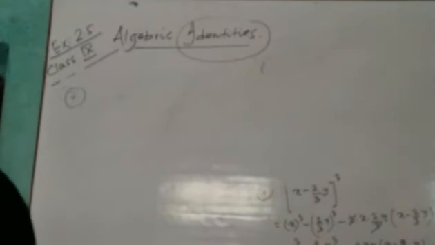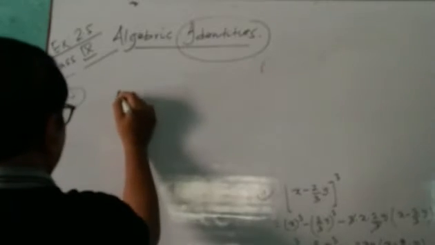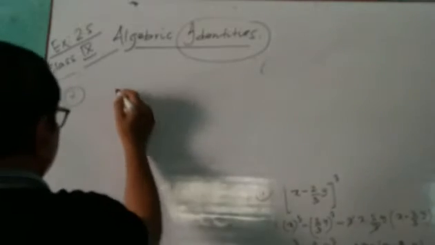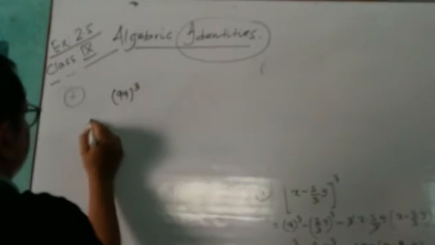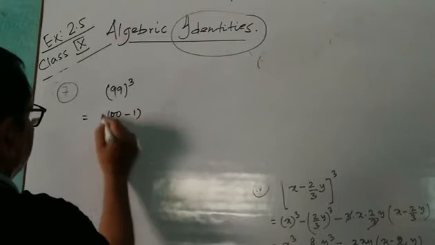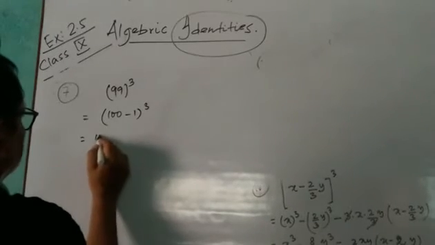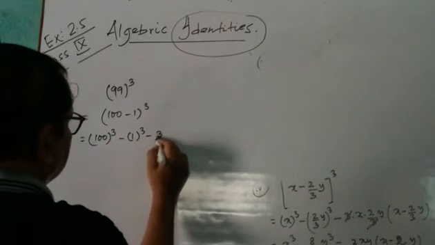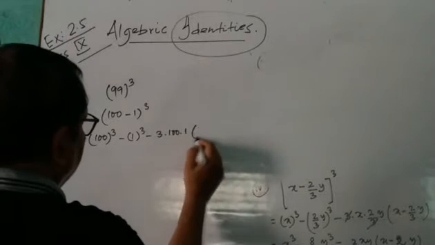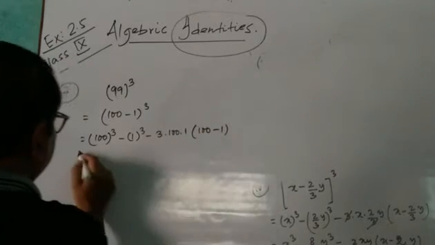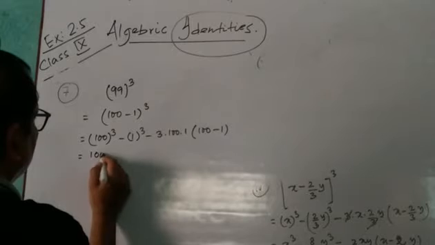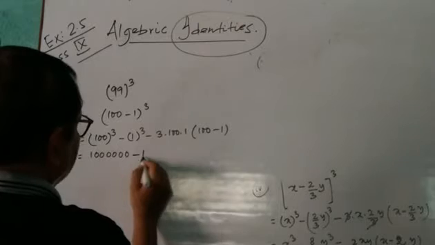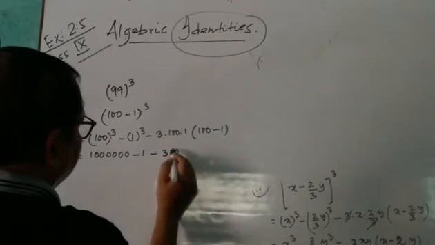99 cube. Simply we can write it as 100 minus 1 cube. So what is the formula? a cube minus b cube minus 3 into a into b into (a minus b), that is 100 minus 1. So 1 followed by 6 zeros, then minus 1 minus 300.